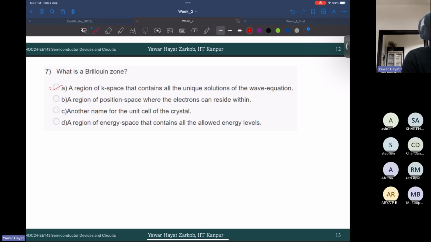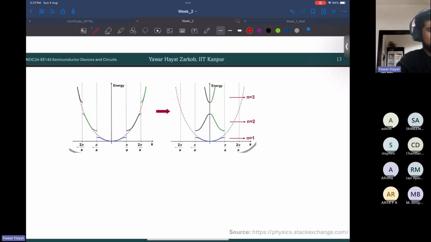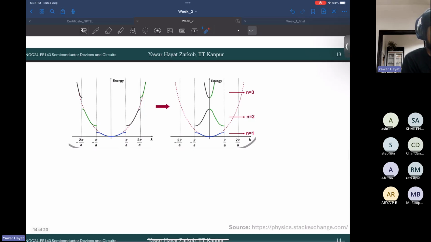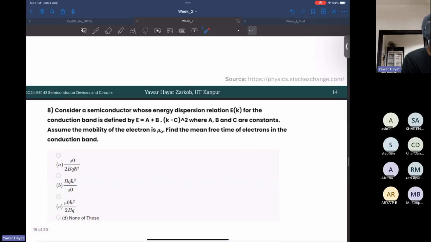In fact, the Brillouin zone is a set of points in the k space that contain all the unique solutions of the wave equation. So that is what a Brillouin zone is by definition. You might have seen this, right? Extended representation of the Brillouin zone and reduced representation, right? This is the extended one. This is the reduced representation. You would have seen both of these representations in the lectures that were taught by the professor. So yeah, we'll move ahead.